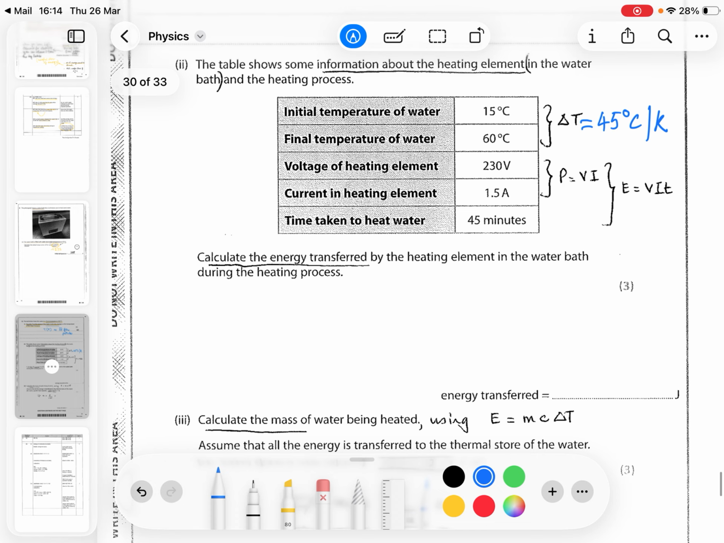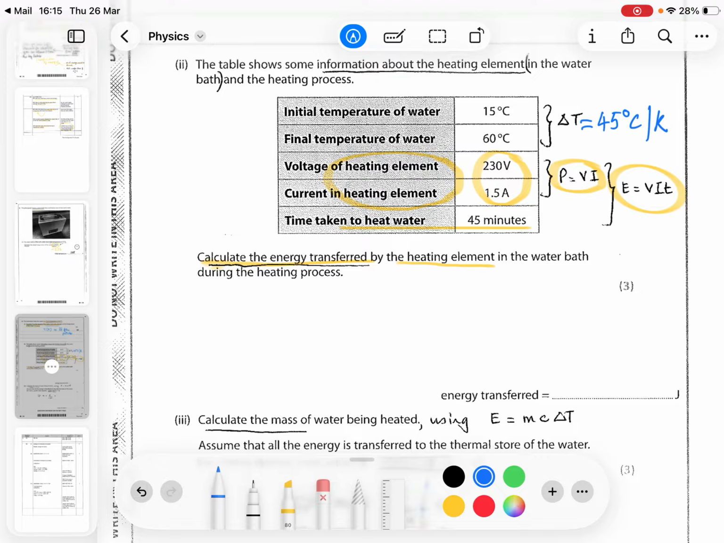And then it says calculate the energy transferred by the heating element, voltage and current given. So you can work out the power, voltage times current, but they want the energy transfer during the heating process, and it was on for 45 minutes. So you multiply the voltage, the current, and the time to get the energy. So energy is power times time.